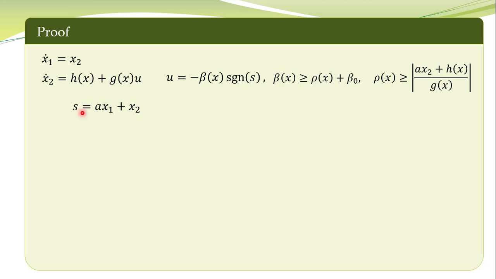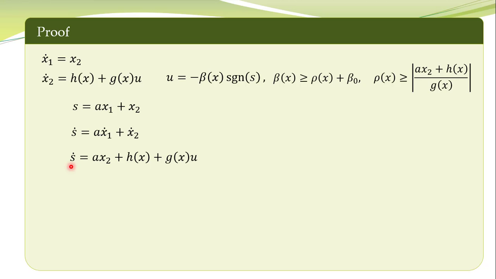S was equal to a x1 plus x2, and what will be the derivative of S with respect to time? S dot is equal to a x1 dot plus x2 dot, where x1 dot is equal to x2 and x2 dot is given over here. We simply substitute the expressions for x1 dot and x2 dot over here, and then we get an expression for S dot. This is dynamics of another system, and what we want to ensure, we want to prove.